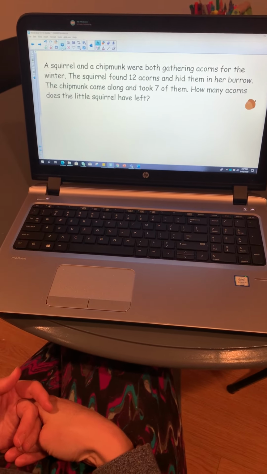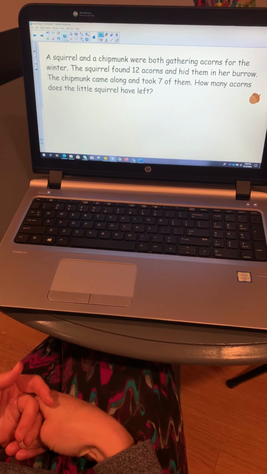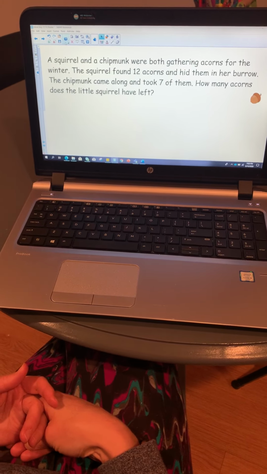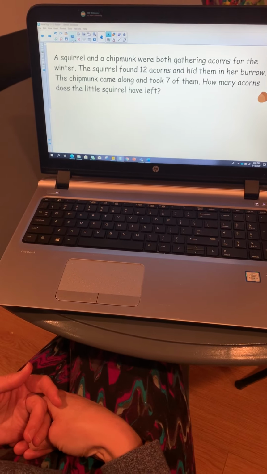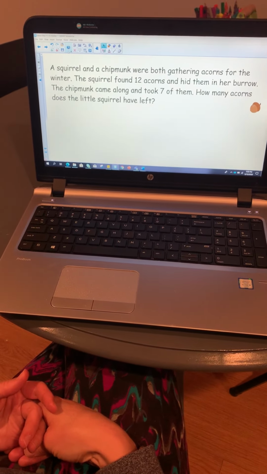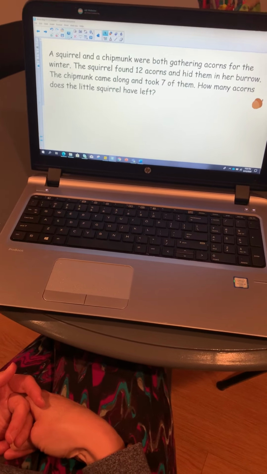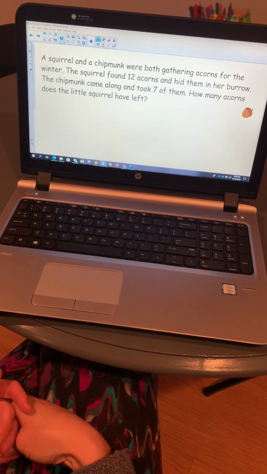So my question today says, a squirrel and a chipmunk were both gathering acorns for the winter. The squirrel found 12 acorns and hid them in her burrow. The chipmunk came along and took 7 of them. How many acorns does a little squirrel have left?